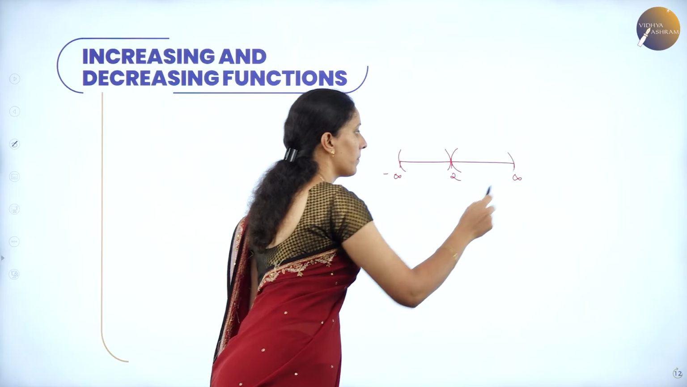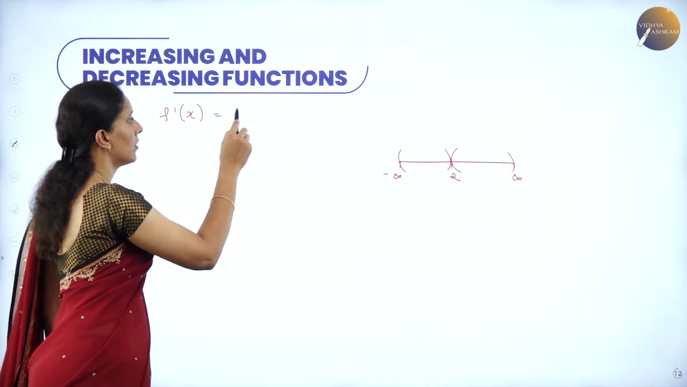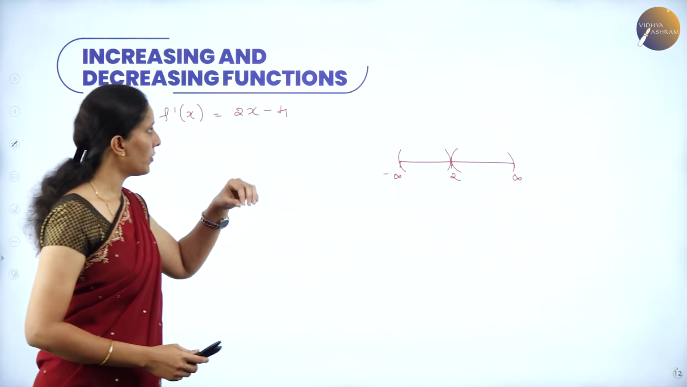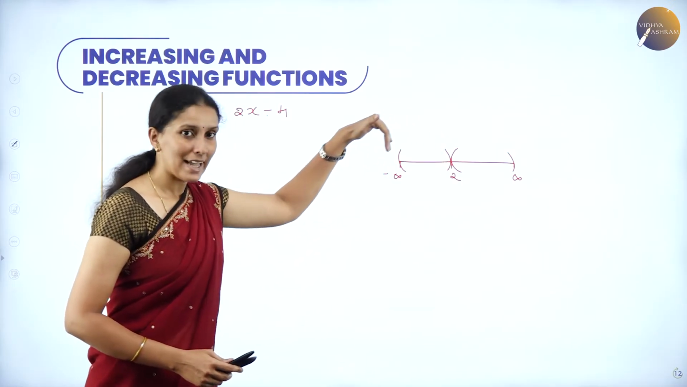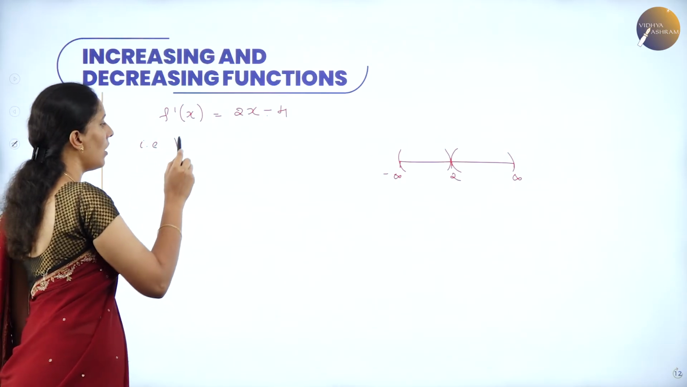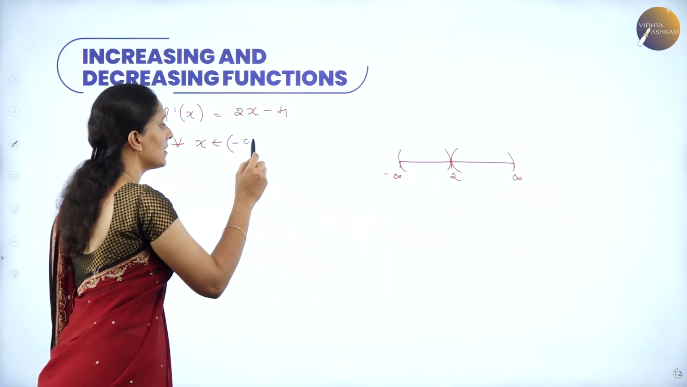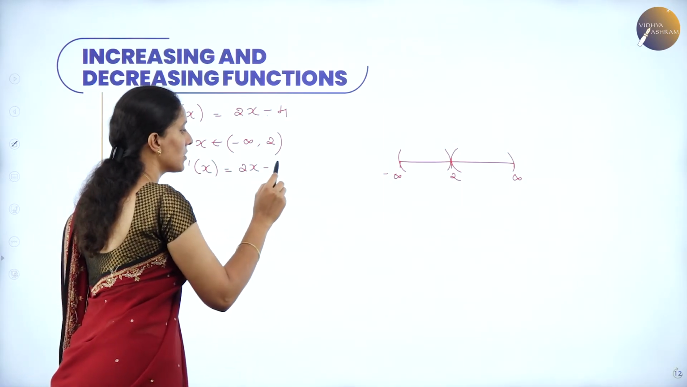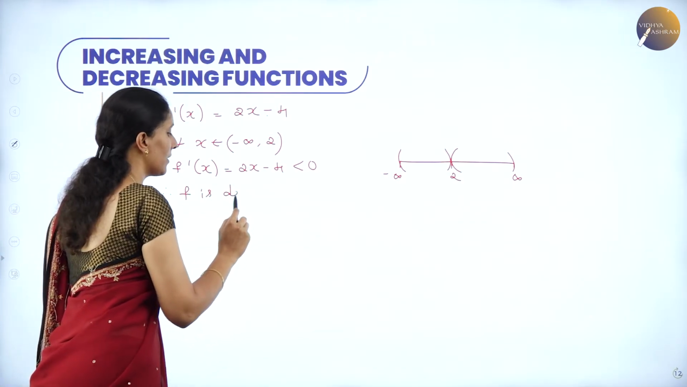So divide the interval. Clearly you can see here f dash of x is 2x minus 4. So any number less than 2, suppose if you take 1, it will be 2 ones are 2 minus 4. So any number less than 2 will give you only a negative quantity. So for all x belongs to the interval minus infinity comma 2, f dash of x, which is 2x minus 4, is less than 0. So therefore, f is decreasing.